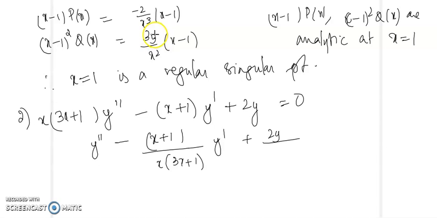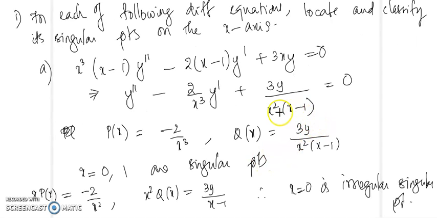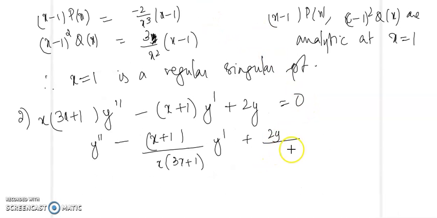Sorry, here the y is not there; when taking q, the y is not taken. So please make that correction. I have written that y everywhere. Okay. Please make that correction in the previous problem too. When taking q, it is 3 by x squared into x minus 1. So that is 2 by x into 3x plus 1 equal to 0.